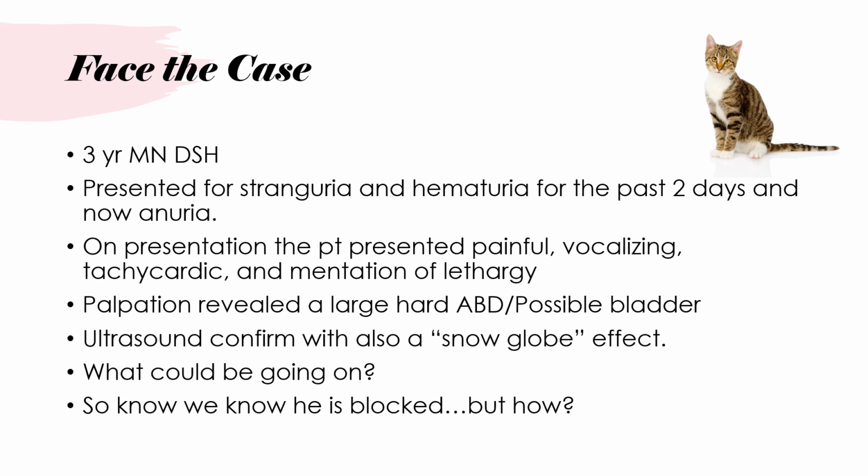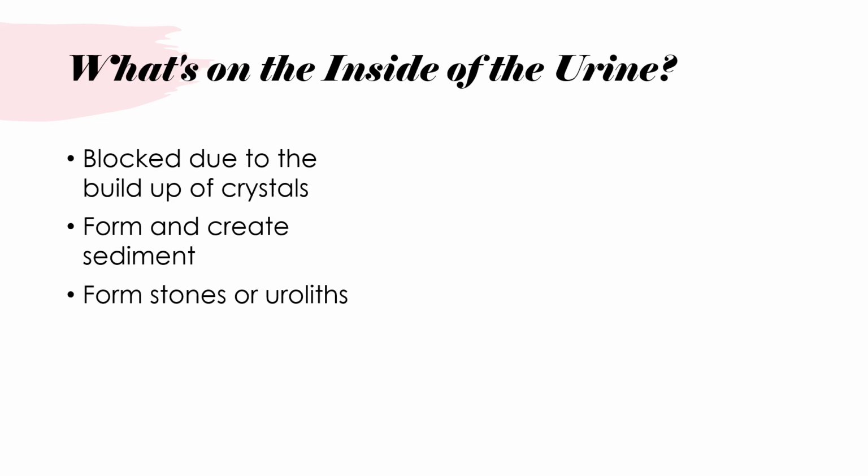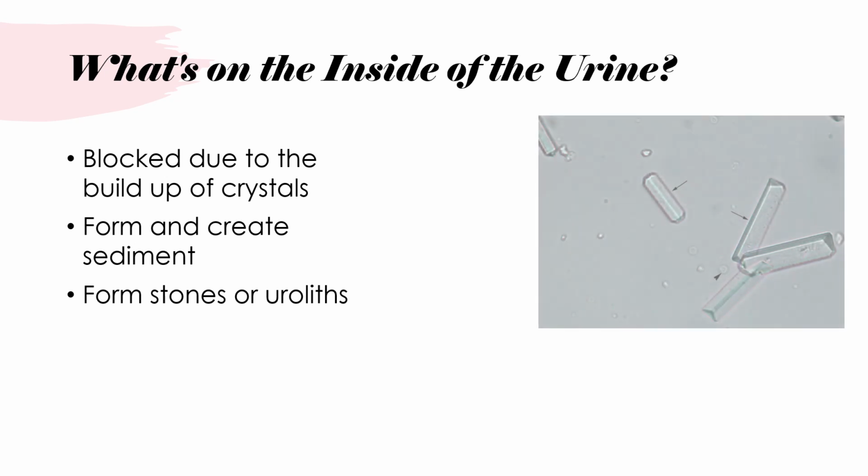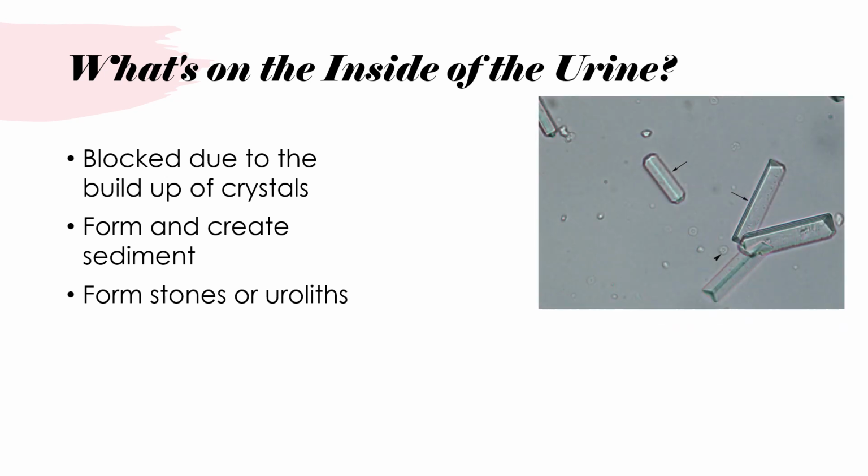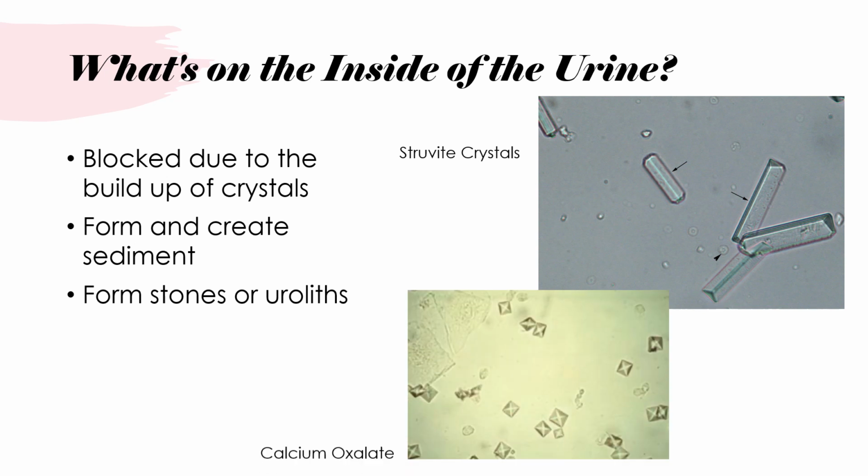Well, we talked about how this could potentially be a male blocked cat. And the blocking is actually due to crystals, and they're going to form and create sediment, and that's going to also form stones and ultimately some uroliths. So looking at this picture, we can see that these are struvite crystals. We'll get more of this in Lab Techniques 1. And then we can see calcium oxalate crystals.